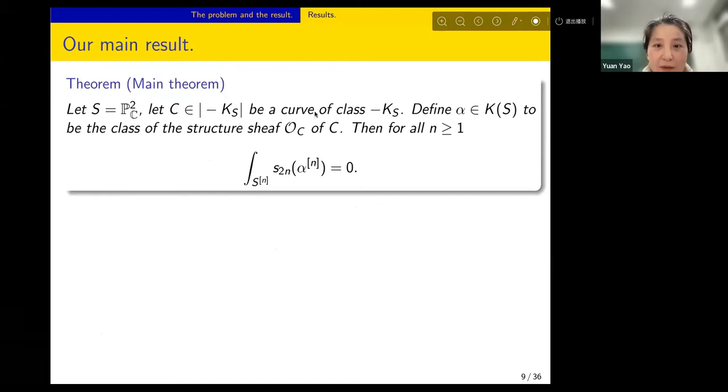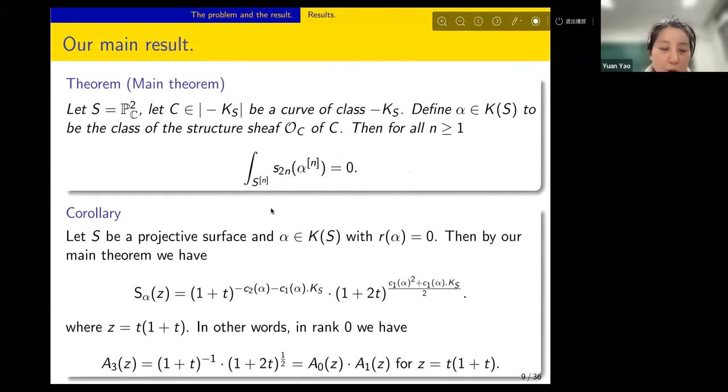So we have a curve of this class, minus KS. We take the class of the structure sheaf of this curve. So it's rank 0. And we compute this Segre integral. They're all 0. This is our main theorem. So they're all 0 for all n.